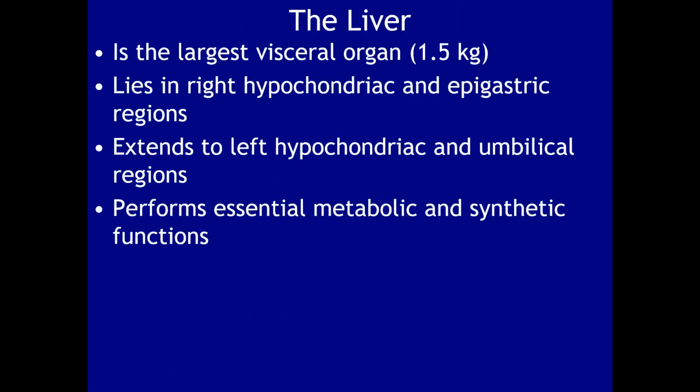So your liver is another accessory organ. It is the largest visceral organ that you have. It's in the right hypochondriac region and epigastric region. So if you remember, it is because of your liver that your right lung is slightly elevated. And because of your liver, you have metabolic and synthetic activities.